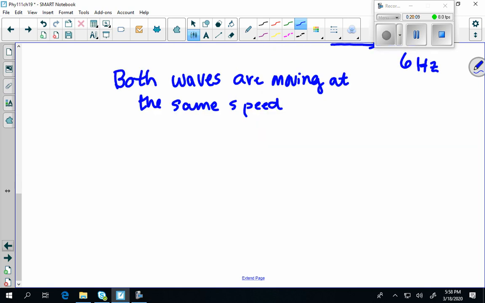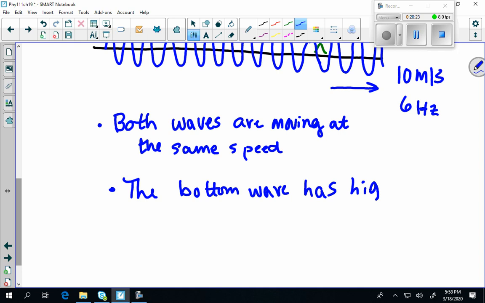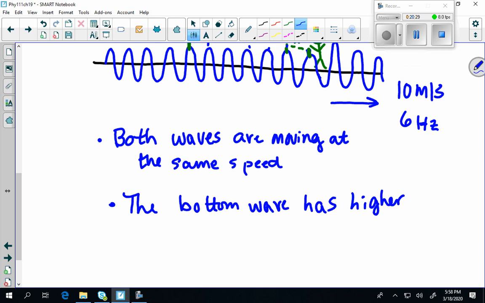The bottom wave is higher frequency. Because more of those peaks are going to pass the same point every place. It's going to go through more wavelengths. Bottom wave has higher frequency. All right.